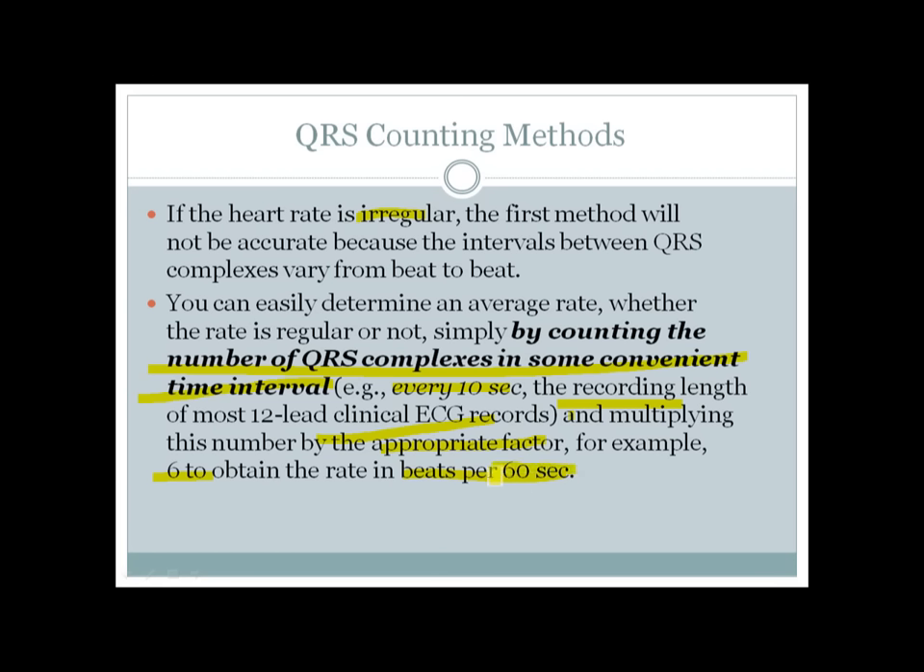So if you see how many QRS complexes you get in 1 minute, it will tell you the heart rate. Heart rate is how many times the heart beats in 1 minute. So if you can measure hypothetically the beats in 60 seconds or 1 minute, or the QRS complexes in 1 minute, it will tell you the heart rate.